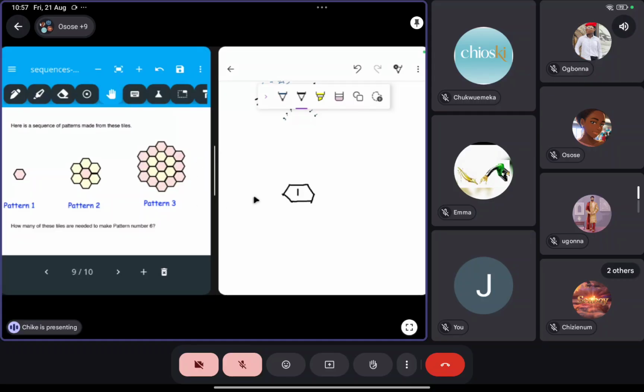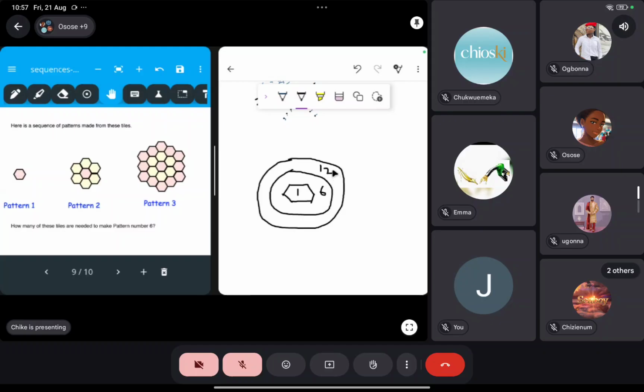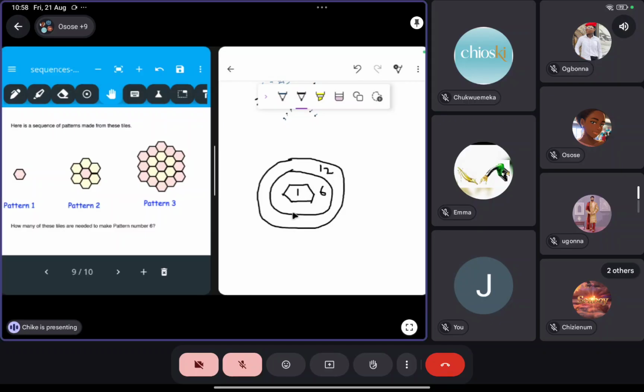Yes, 12. So basically, I have 1. I have 6 here: 1, 2, 3, 4, 5, 6. And then here, I have 12. So this is pattern 1, having just 1. This is pattern 2, having 7.